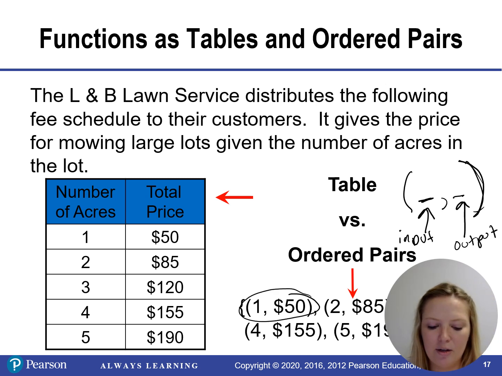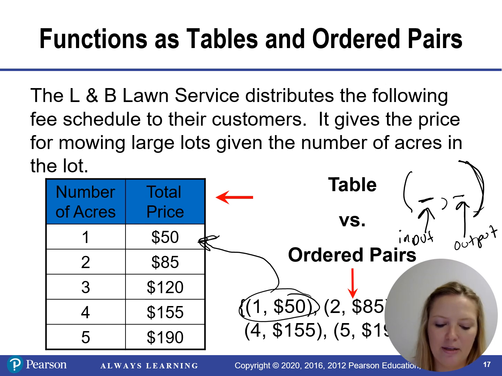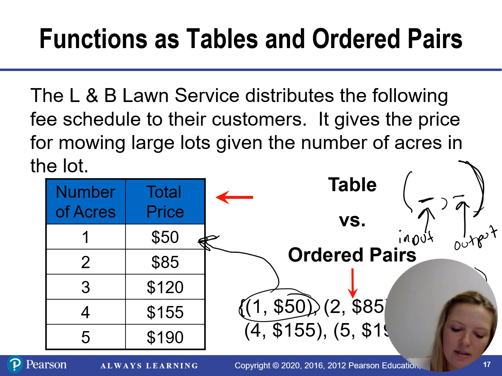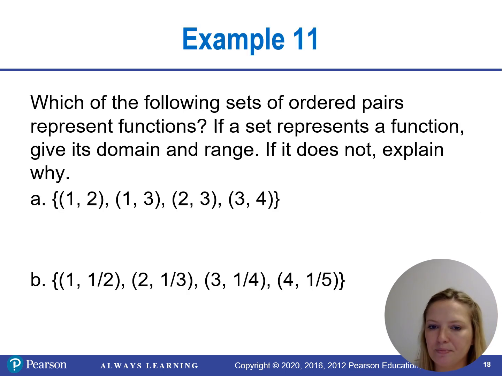So here, the ordered pair (1, 50) corresponds to the first table entry. And then we have (2, 85) as our second ordered pair. Our third ordered pair would be (3, 120). Our fourth ordered pair is (4, 155), and our fifth ordered pair is (5, 190). And so we can write that as a set of ordered pairs.